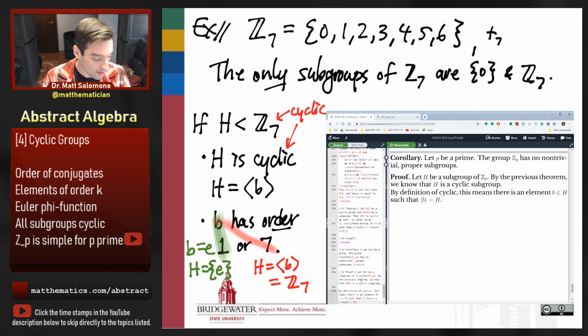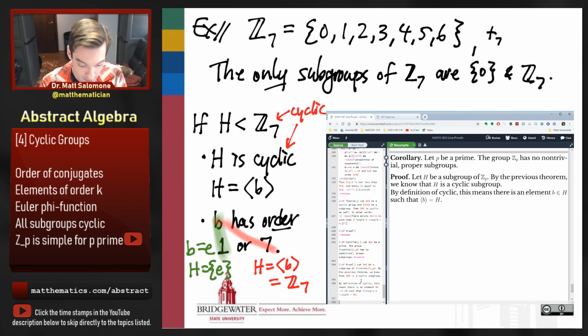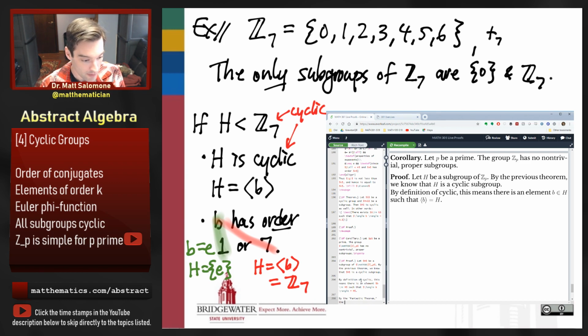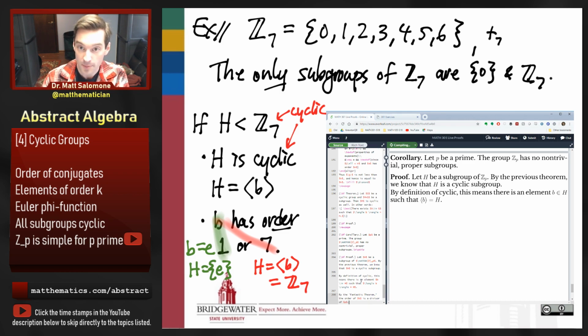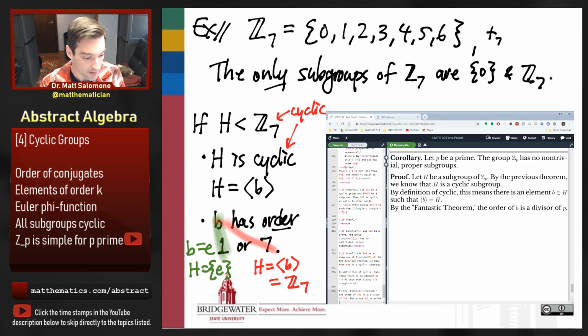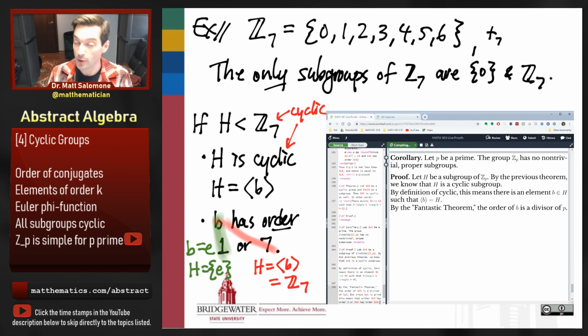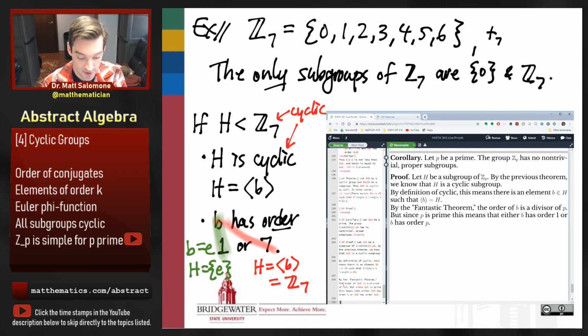And then our question was, what is the order of that element? Now we're invoking the previous theorem, called the fantastic theorem. The order of B is a divisor of P, which is the order of the group. But since P is prime, this means that either B has order 1 or B has order P. After all, those are the only divisors of a prime number, itself and 1. And so there's two cases for us to check.